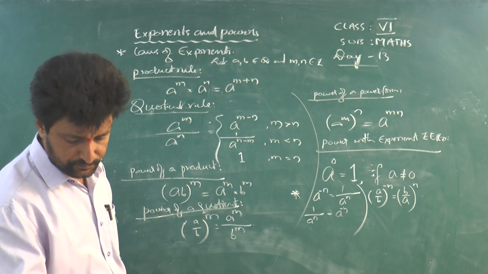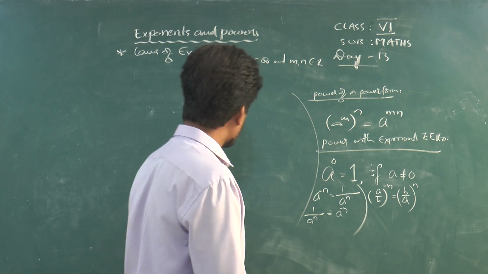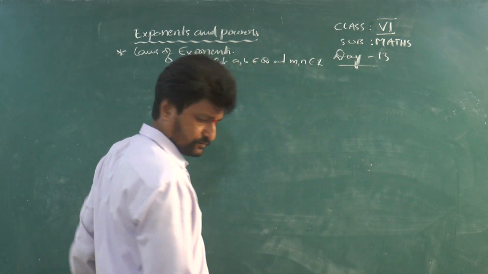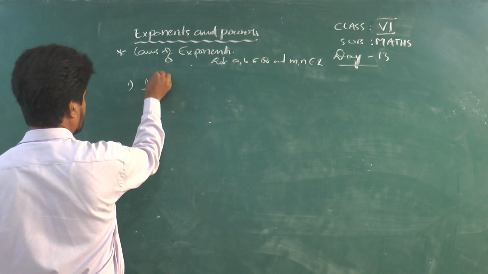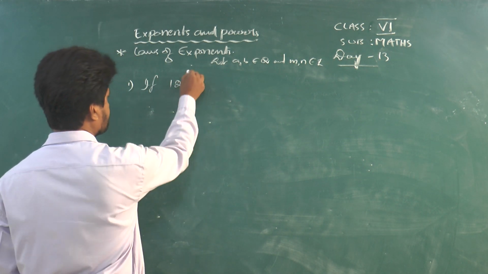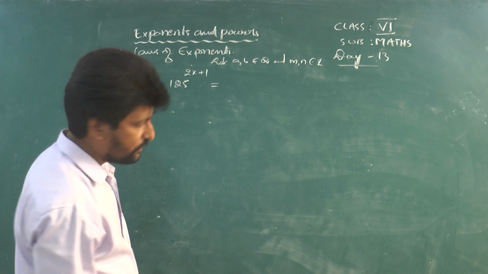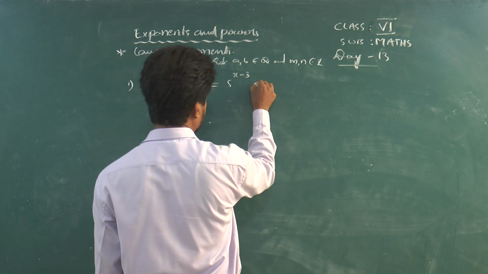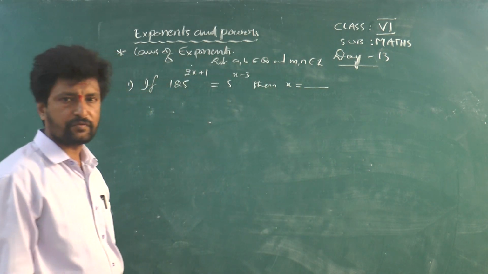Let us take one problem. See, first one. Suppose 125 to the power of 2x plus 1 is equal to 5 to the power of x minus 3. Then the value of x we want to find.